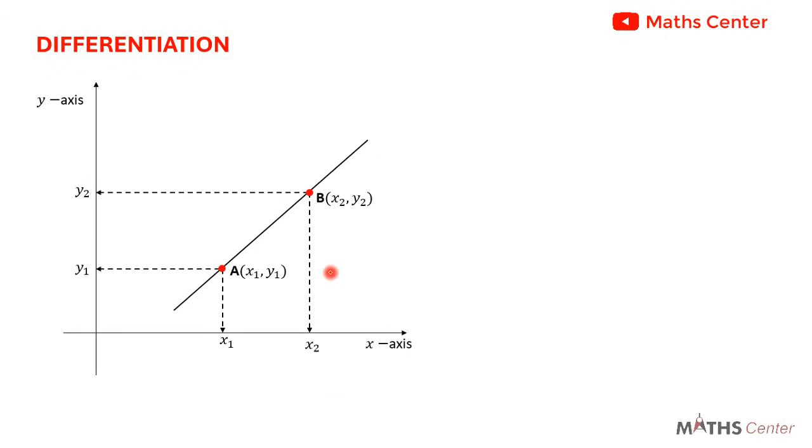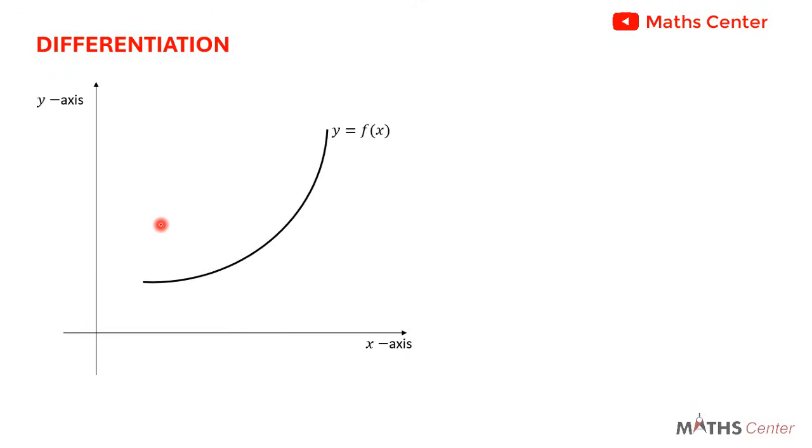Using this information, we can find the gradient of the line AB, or the gradient of the line joining the 2 points A and B. We know that the gradient is the change in y divided by the change in x. So here the change in y will be the difference in the y-coordinates. That will be y2 minus y1, divided by the change in x, which will be the difference in the x-coordinates, which is x2 minus x1. We learned this basic concept in the lesson on straight lines. Now let's apply this to a curve.